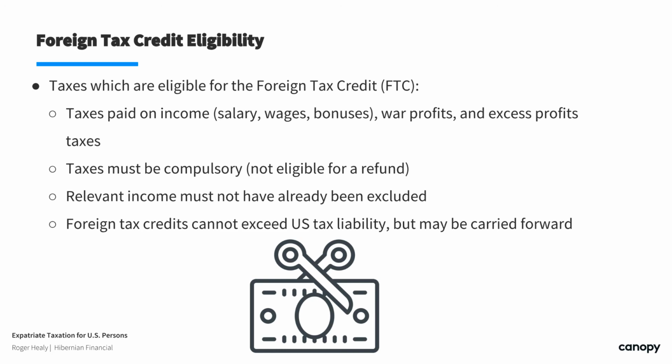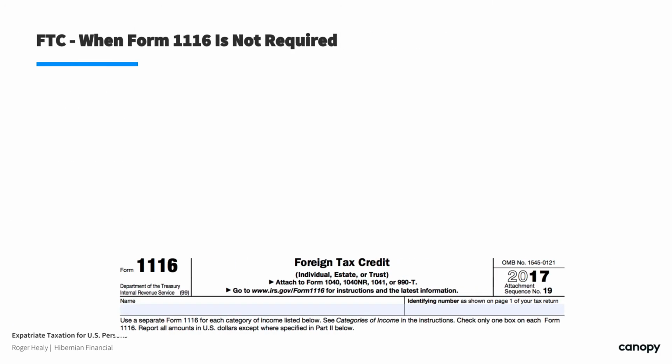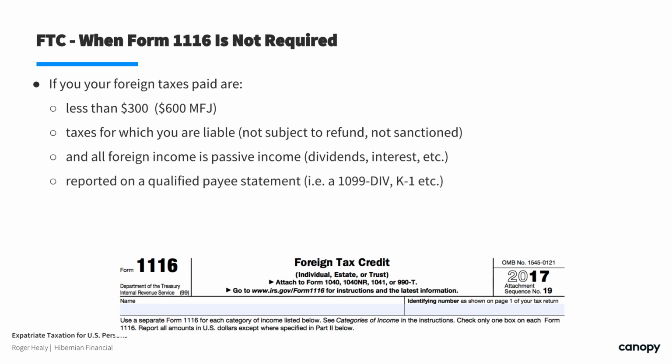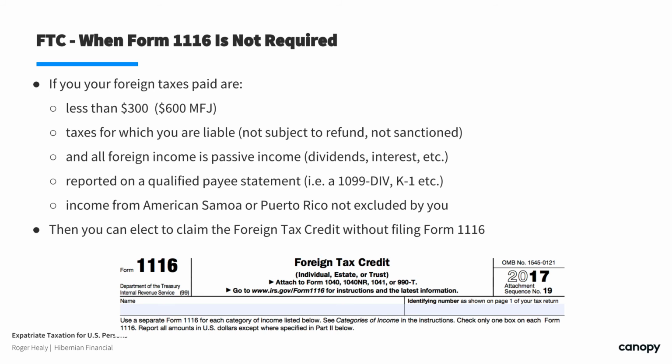When is the Form 1116 not required? You can claim foreign tax credits without filing a Form 1116 if your foreign taxes paid are less than $300, or $600 for married filing jointly. They are taxes for which you are liable. All foreign income is passive, so dividend, interest, etc., is reported on a qualified payee statement, and income from American Samoa or Puerto Rico is not excluded by you. Then you can elect the foreign tax credit without filing the Form 1116. You merely enter the amount on line 48 of your 1040.